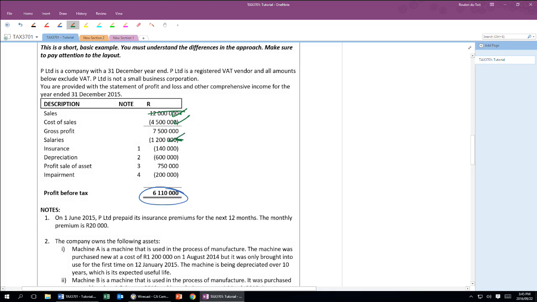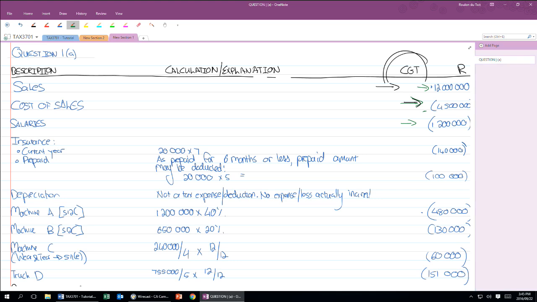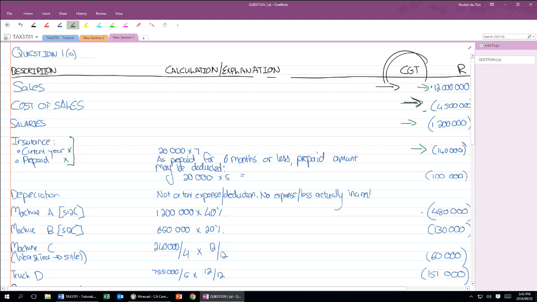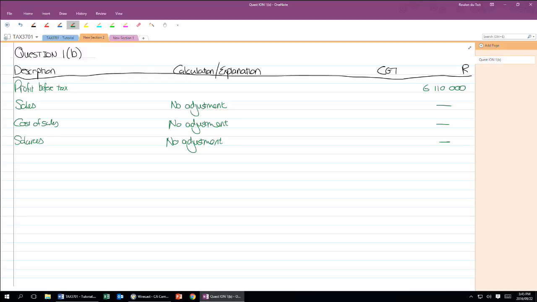Then we have insurance. Now remember what happened in insurance. Insurance is where they prepaid it for 12 months. If you look at insurance, the accountant has deducted 140,000 rands. What did we do for the insurance prepaid? If you remember, we had the discussion where we had the current year and the prior year. The current year, we deducted 140,000 rands. The accountant has done the same. But what did we also do? We had a prepaid amount where we deducted 100,000 rands. The accountant has not done that. So let's fix the situation.